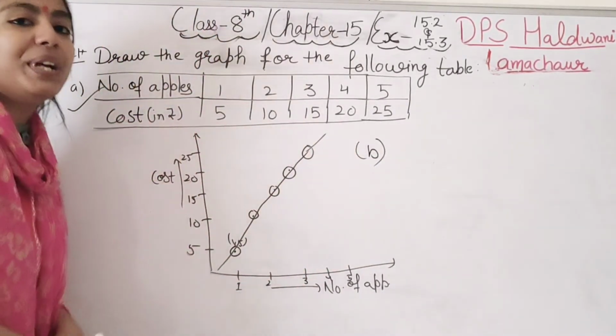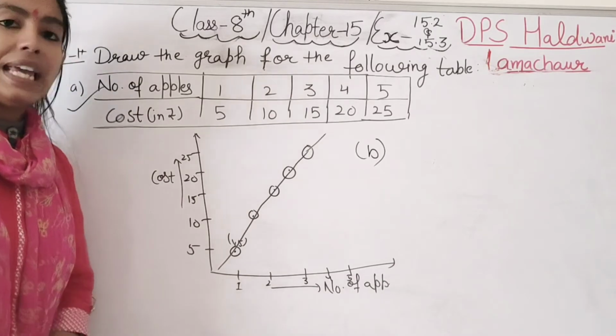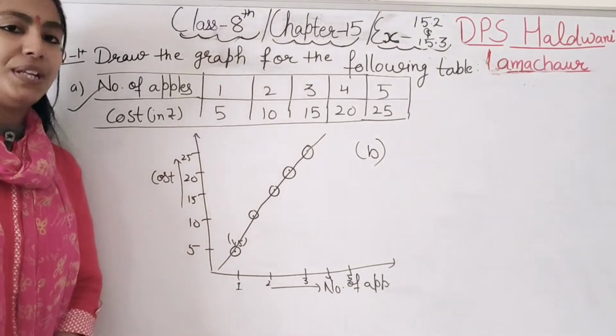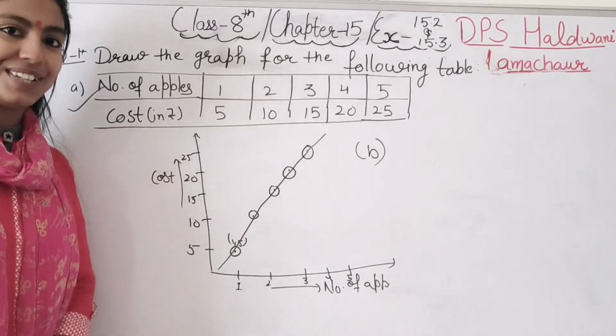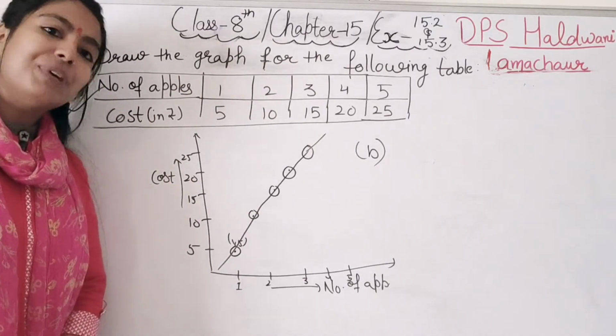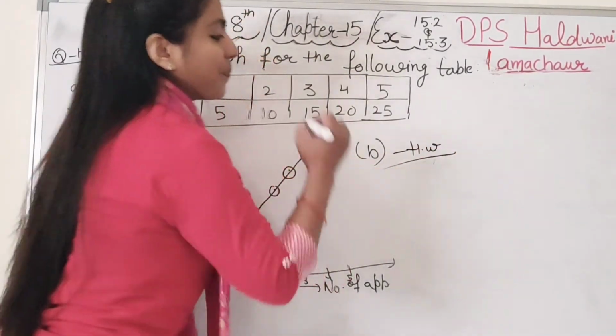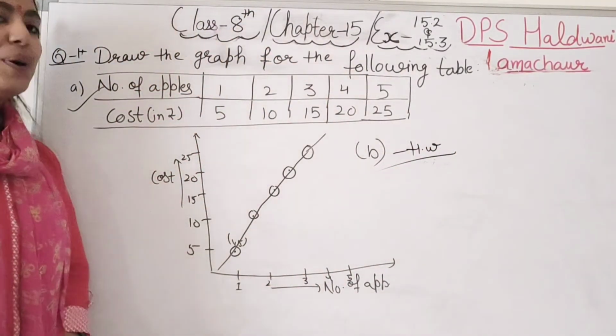For that, you can draw the graph on your own. And yes, in that part, a few questions are also there which are very simple. So you have to give the answer as well. Right? If you have any problem, you can ask me. Alright, so this B part is homework for you. So this was about question number 1.